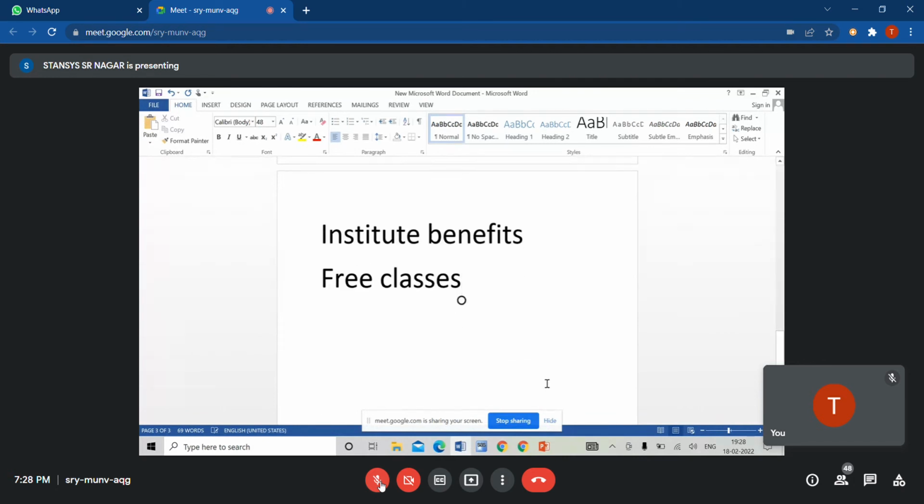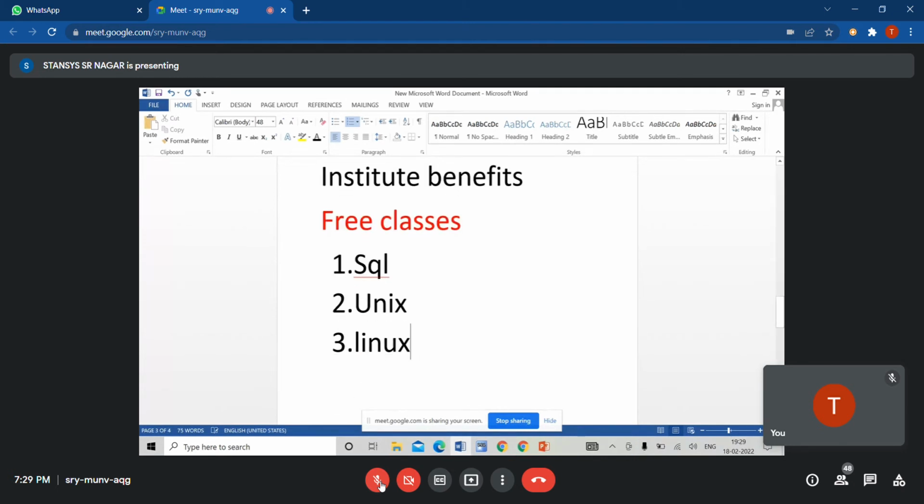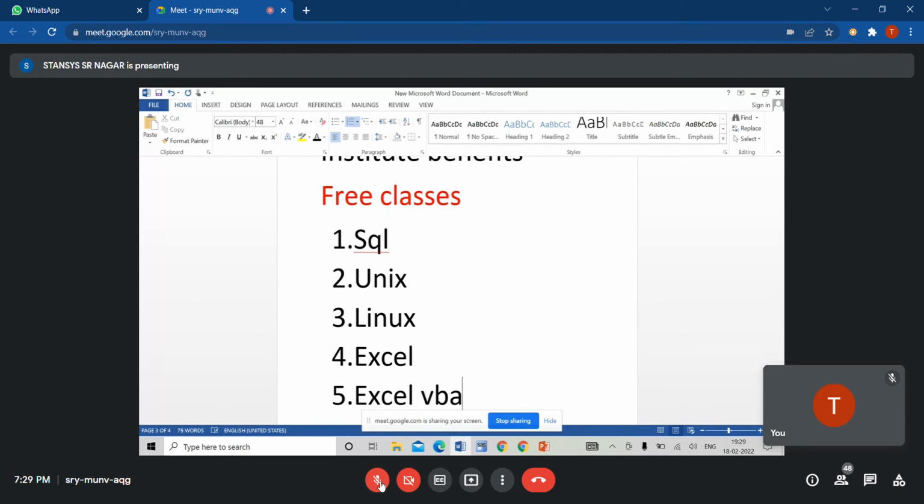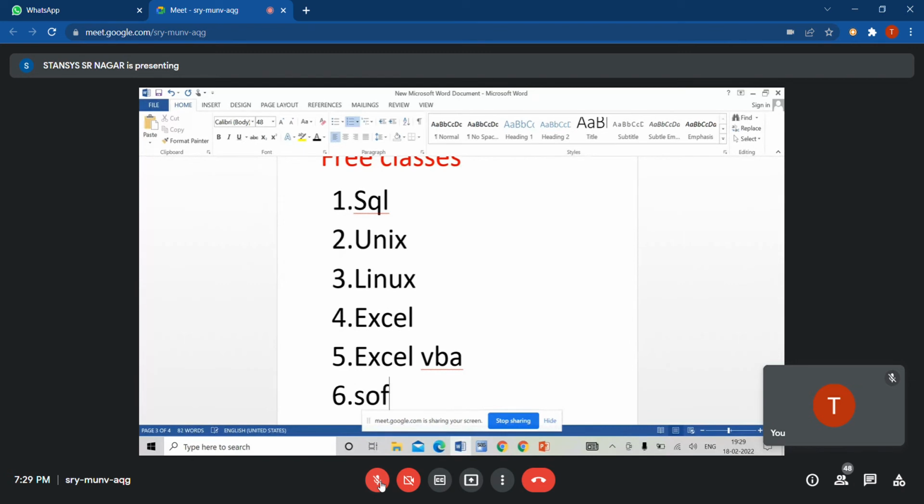What are free classes? Along with the SAS, we are providing some free classes at our institute. What are those? One is SQL, second one is Unix, third one is Linux, fourth one is Excel, fifth one is Excel VBA, and sixth one is soft skills.